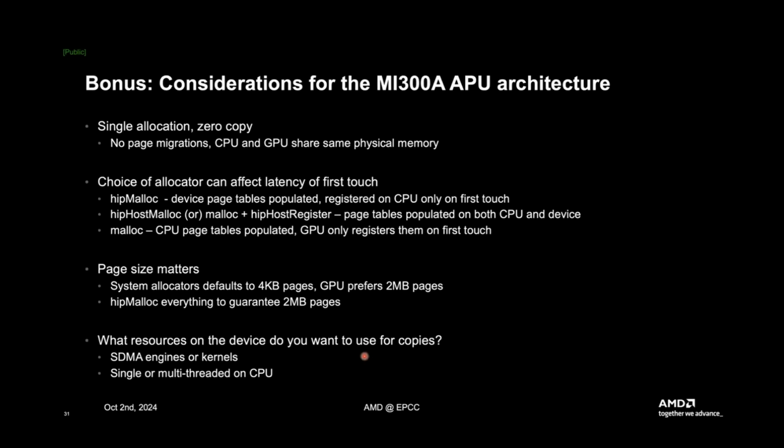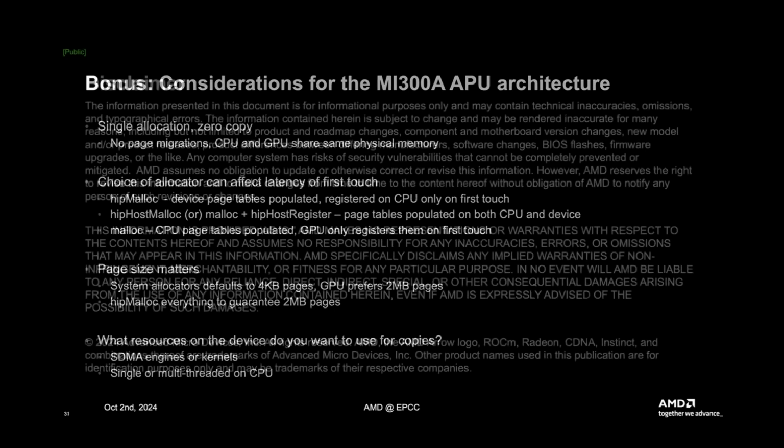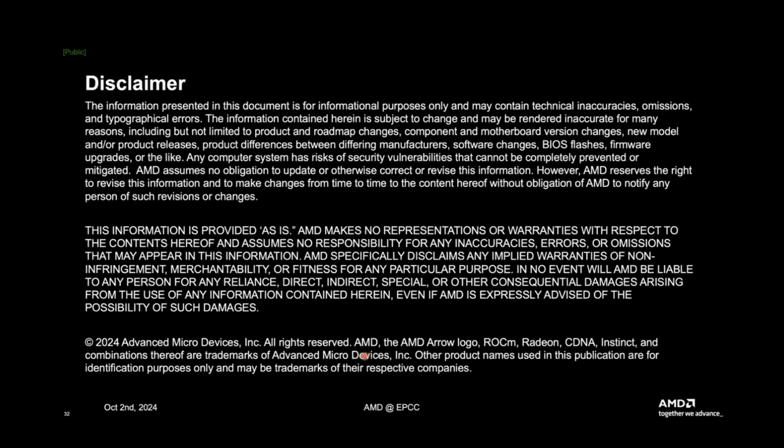For example, for copies, there are multiple ways to do copies. You can use SDMA engines, or you can use kernels to do the copy. You may want to do the copy on the CPU now using multiple threads and so on. So some interesting things open up for us there. And that's the end of my talk. Thank you. I know I've gone a little bit over.